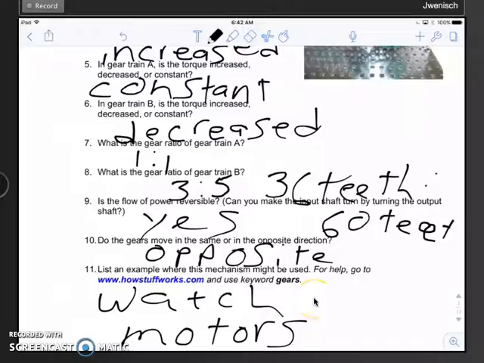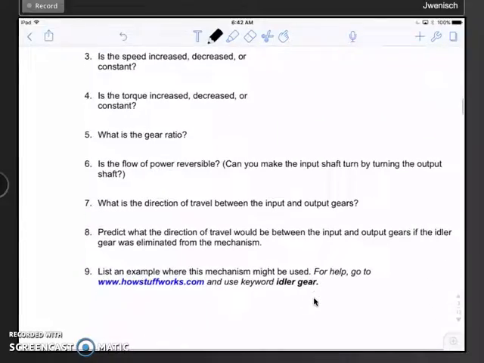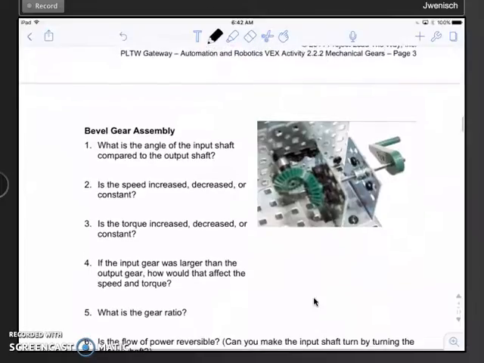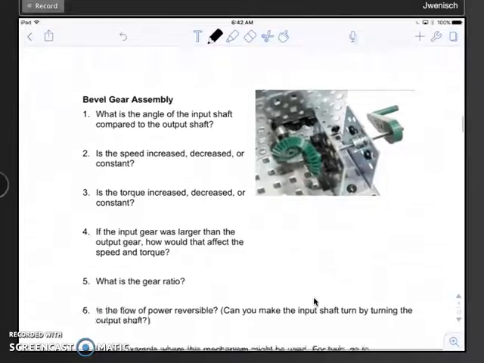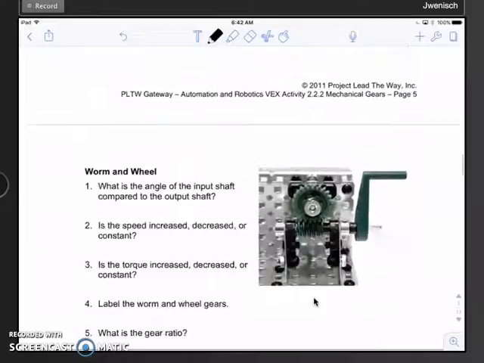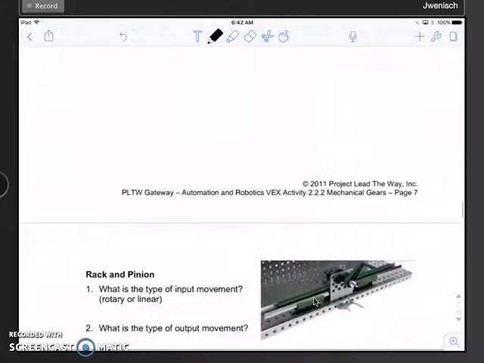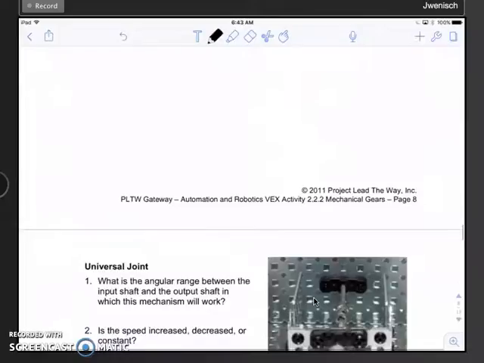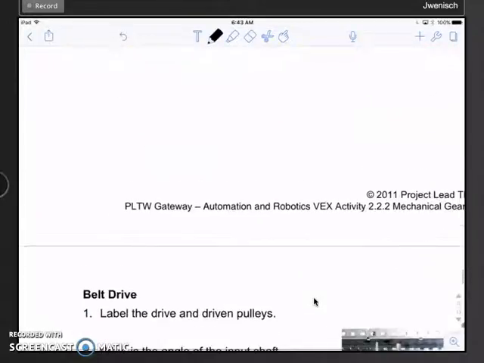And now you are on your own building the next one. Making this one, and then answering your questions, and then you move on to the next one. A bevel gear assembly. Now here's the catch. Eventually I'm not going to have enough pieces for everyone to make every single one. And so that's where we're going to start assigning groups. Like group 1, whoever gets done first would do the bevel gear assembly. The next group to get done would do the differential gear. The next group to get done is going to do the worm and wheel. The next group to get done is going to do the lead screw. And then the next group would do the rack and pinion. And so on. Universal joints, chain drive, and the belt drive.